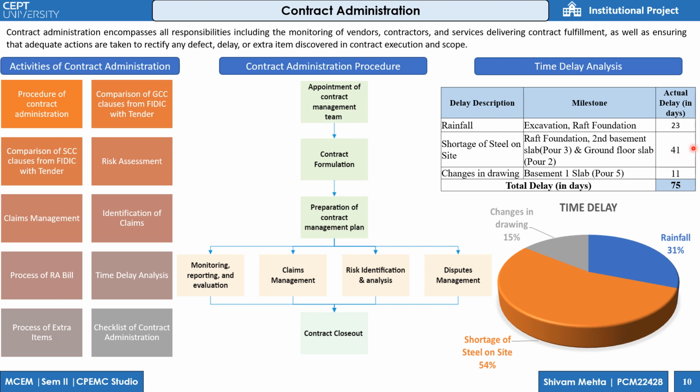The milestones which are affected are raft foundation, second basement roof slab of pour 5, and pour 2 for ground floor roof slab. This is followed by rainfall at 31%, with 23 days, where the milestones affected are excavation work and raft foundation. Then it is followed by change in drawing, which is 15%, which has a delay of 11 days, and the major change affects the milestone basement 1 of pour 5. The total delay is 75 days.